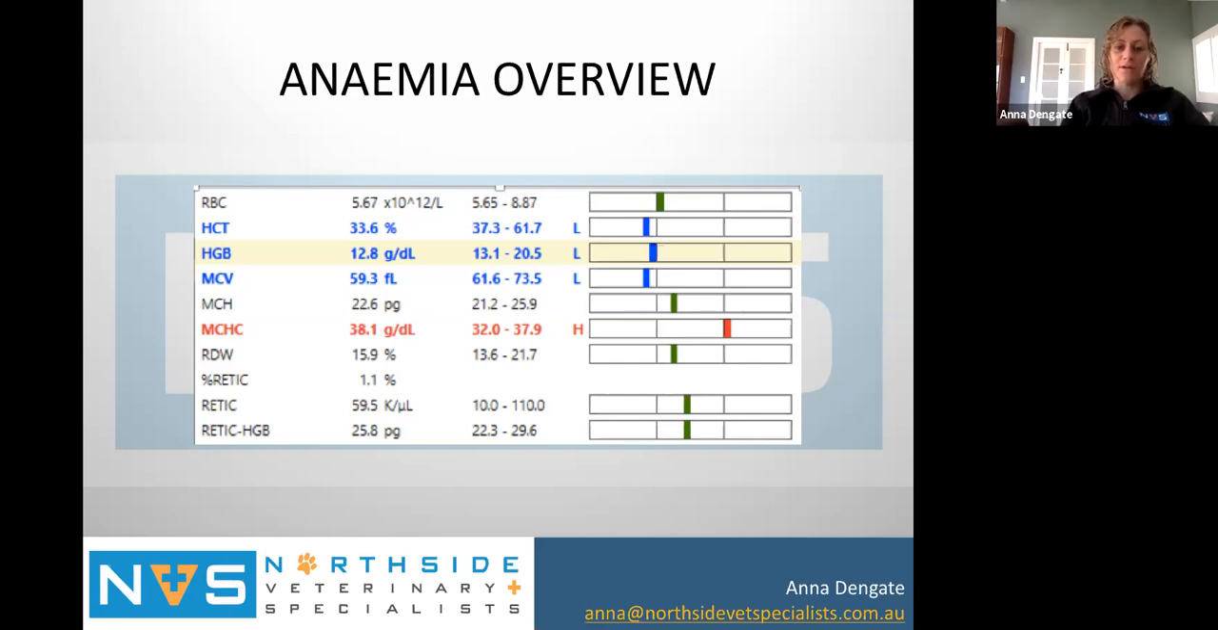If we sent this off to a lab and had them look at the red cells, what would we expect to see if there was lead toxicity?